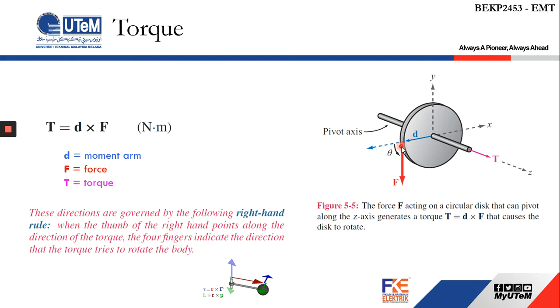So these directions are governed by the right-hand rule. When the thumb of the right hand points along the direction of the torque, the four fingers indicate the direction that the torque tries to rotate the body. So if you put your thumb in the direction of T here, the other four fingers will point in the counterclockwise direction. That's why the force here is acting downwards. And the force at the right-hand side here is going to go upwards, the opposite direction, as it's going to go circular.